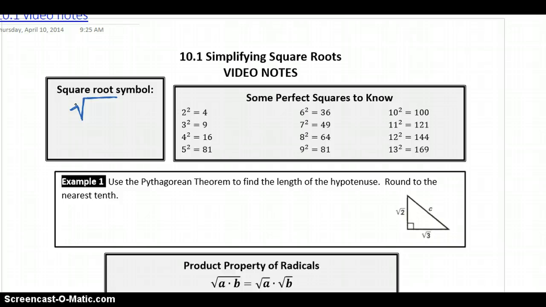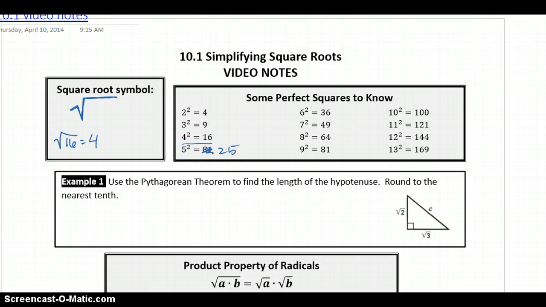But what the square root symbol means is that if 4 squared equals 16, then the square root of 16 equals 4. So a square root symbol, again, undoes a square.